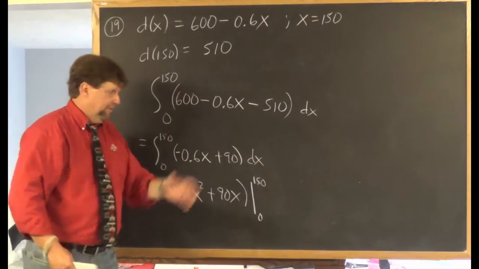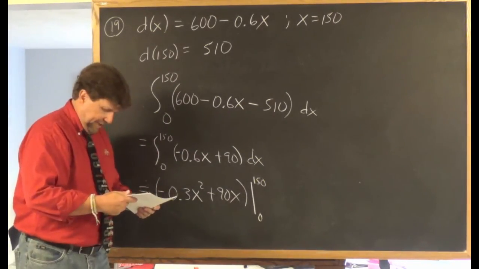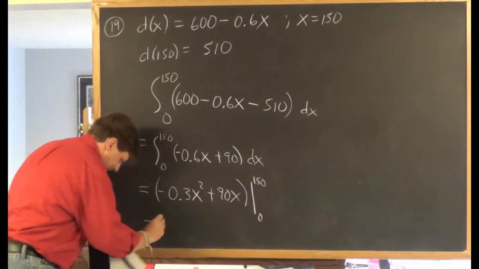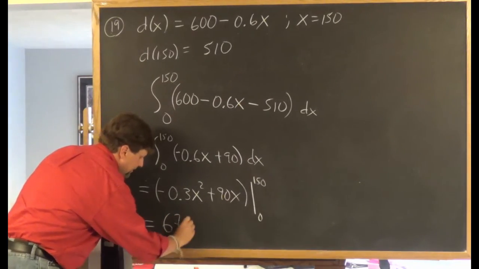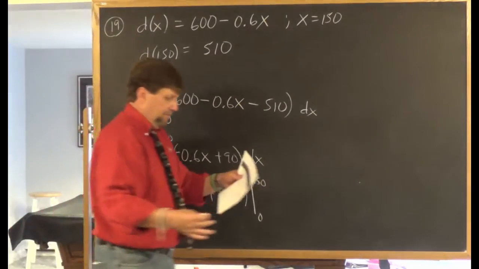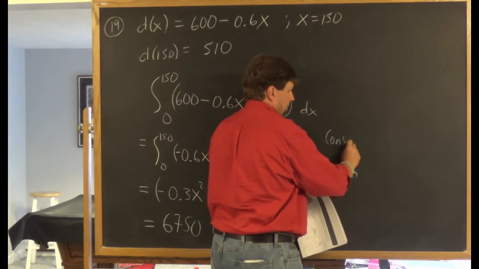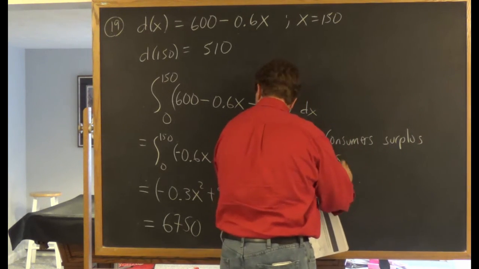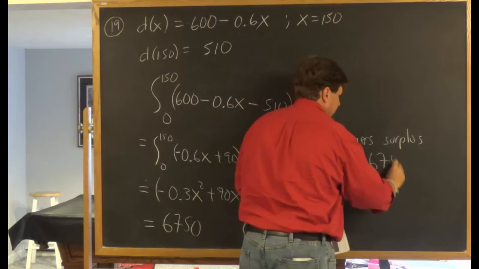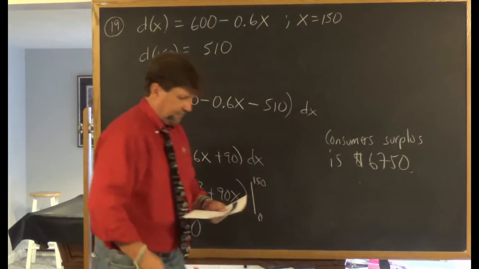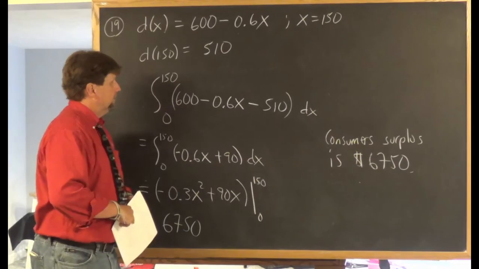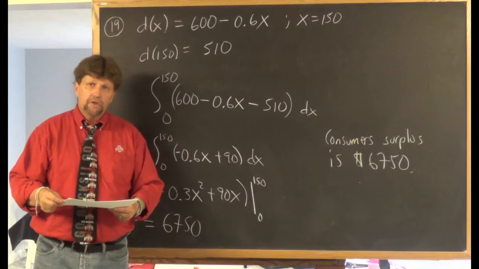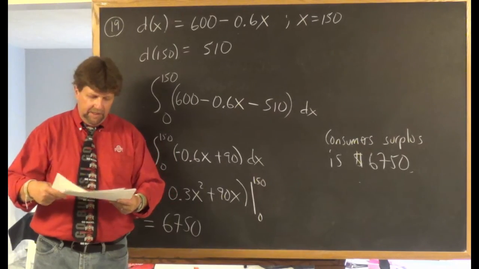So I use the fundamental theorem of calculus, evaluate it from 0 to 150. And when I crank it through my calculator, I get 6,750. So that means, quite simply, the consumer surplus is $6,750. That's it. Hope you got it. Hope that makes sense. Hope you're getting a good handle here on consumer surplus. Remember, that pertains to us being consumers.